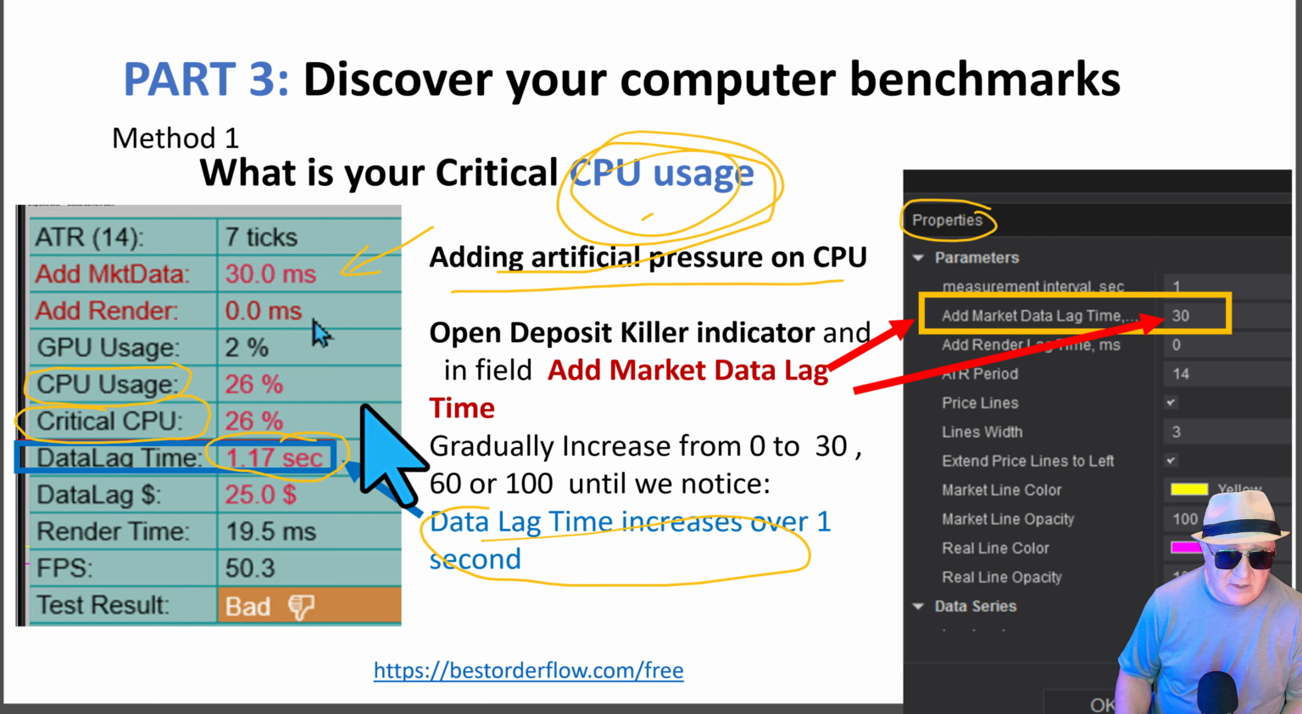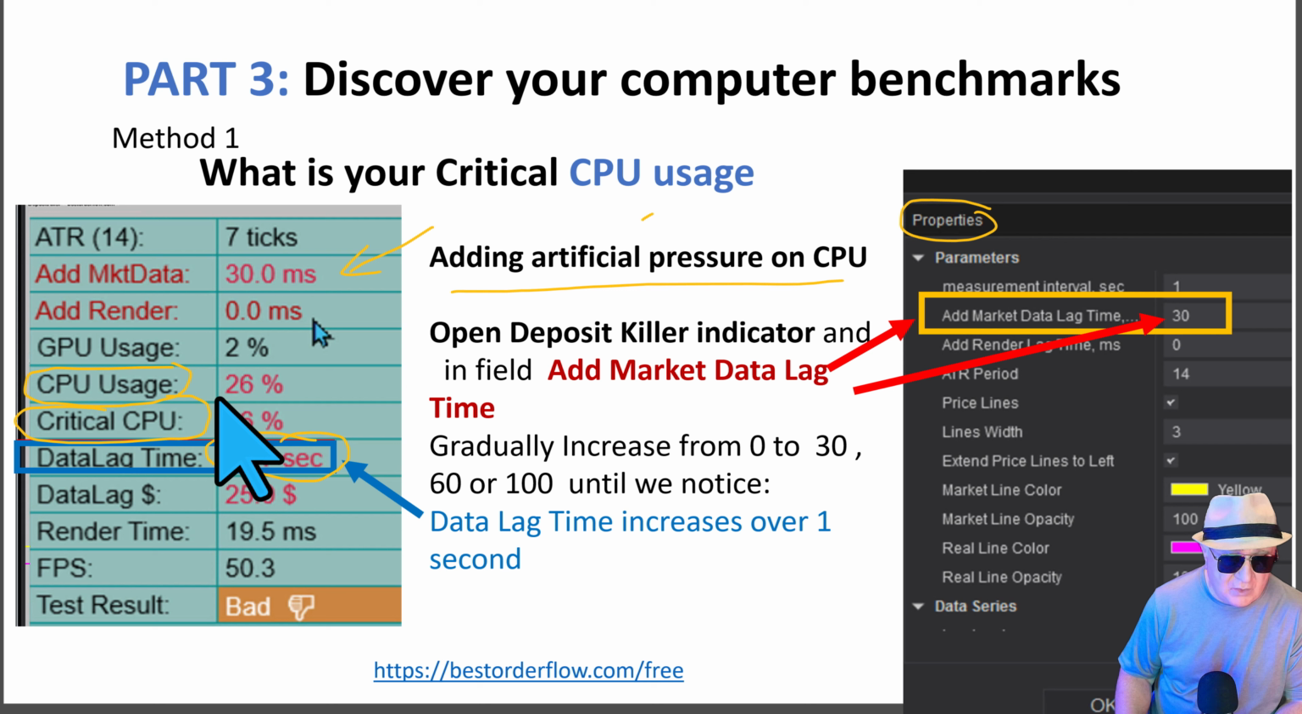And the CPU usage right over here. But now you need to record your critical CPU, so that during the test for testing indicators, you don't want to overpass this number. In this situation, it is 26%. In your computer, it can be even 2% or 3% or 7%, whatever it is.